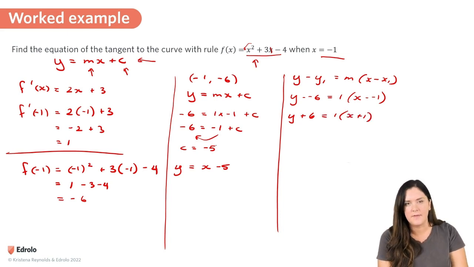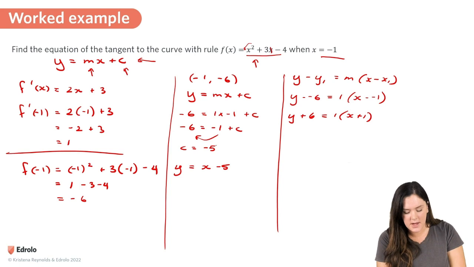We're going to expand and then move that 6 to the right-hand side. So we get y plus 6 equals just x plus 1 because it's multiplied by 1. And then we're going to take away that 6 from both sides. So we end up getting y equals x take away 5.